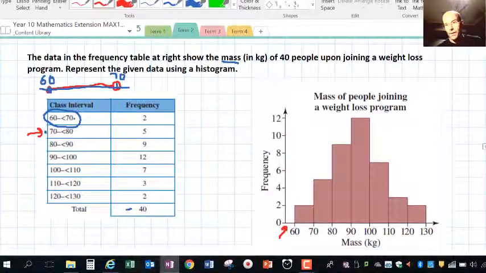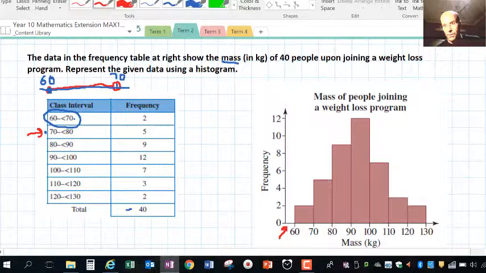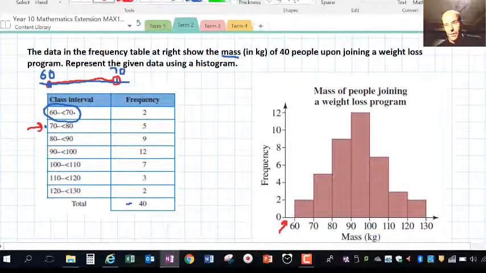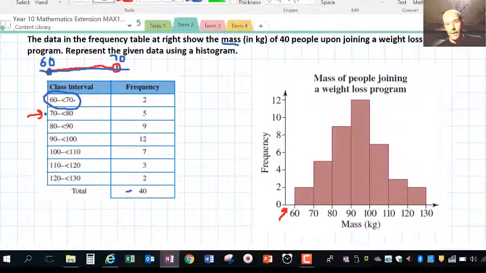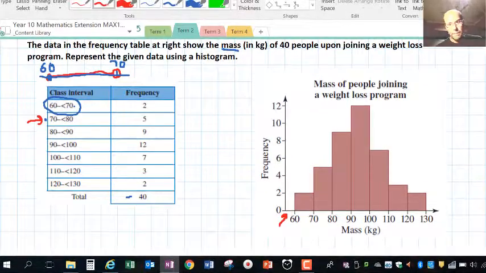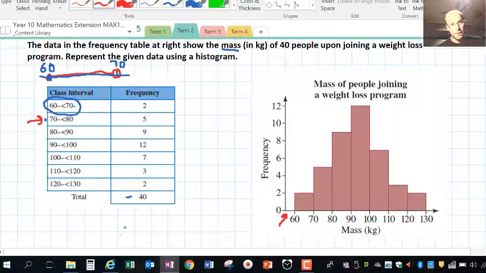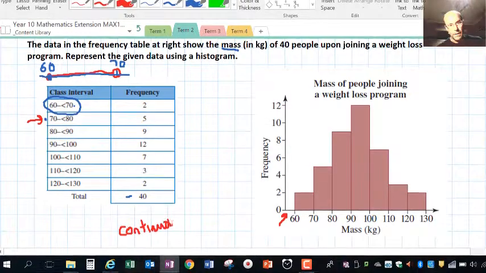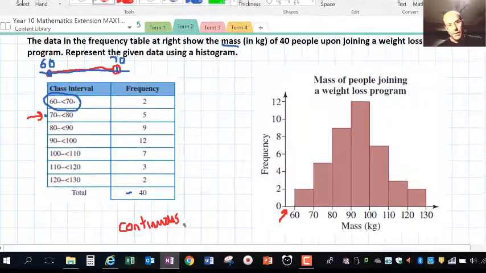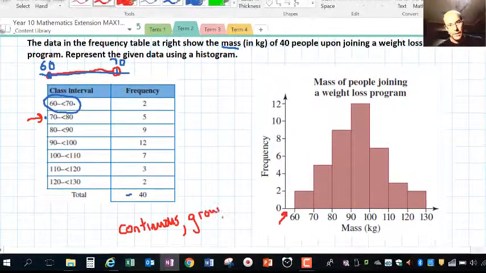We've got labels, no gaps, same width columns, shaded all the same color, title. It's a very nice histogram there. The units are there, and so that's how you do it, and that is for continuous data, and it's grouped into class intervals.